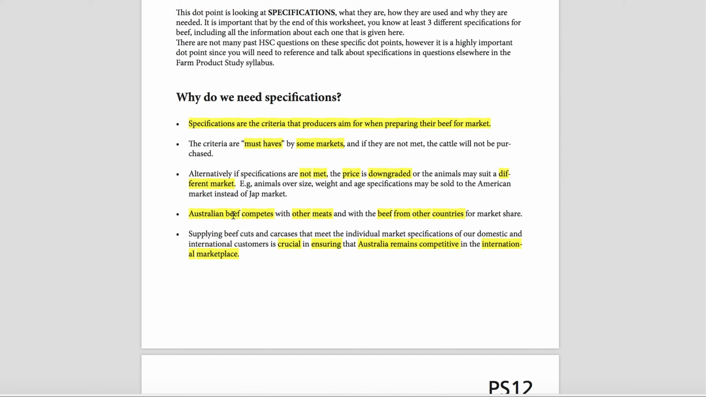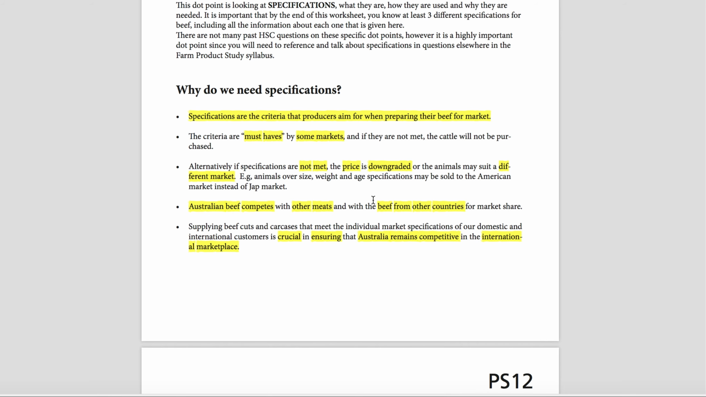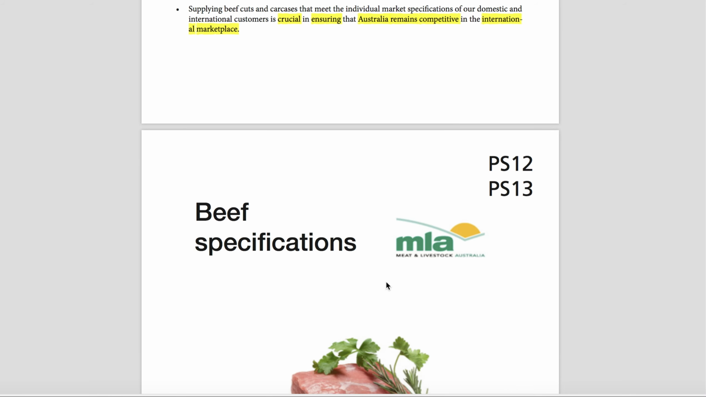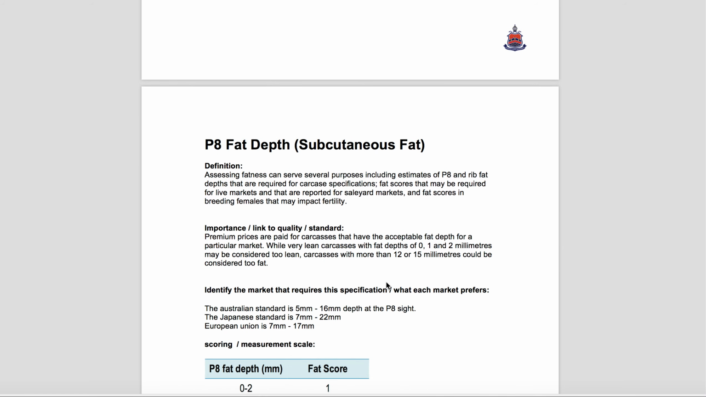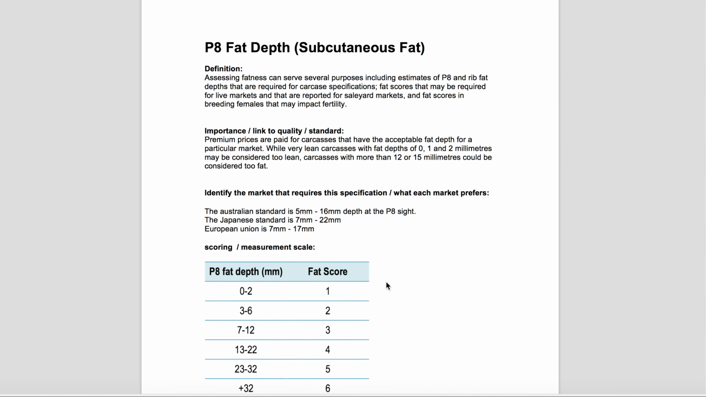So obviously Australian beef competes with other meats and other beef from other countries to sell to places overseas. So it's important that we meet specifications and do a good job of it as well, to help us remain competitive. So here I've given an example of some various specifications. I'm just going to tell you about them briefly.